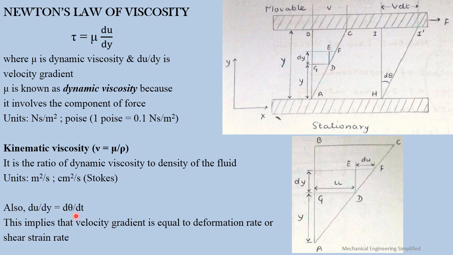And during the derivation you will arrive at this relation also, that du by dy is equal to d theta by dt. This implies that the velocity gradient du by dy is equal to the deformation rate or shear strain rate. d theta is your shear strain, and d theta by dt is your shear strain rate. So please make a note of it here, that it is not just deformation or shear strain, it is the rate of shear strain or the rate of deformation.